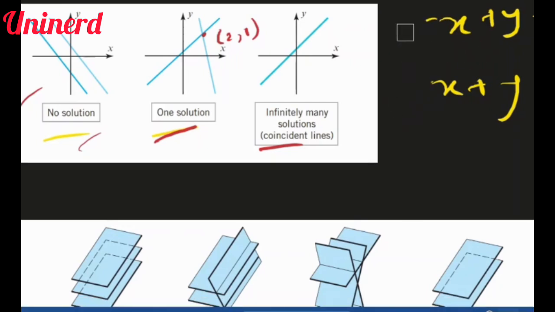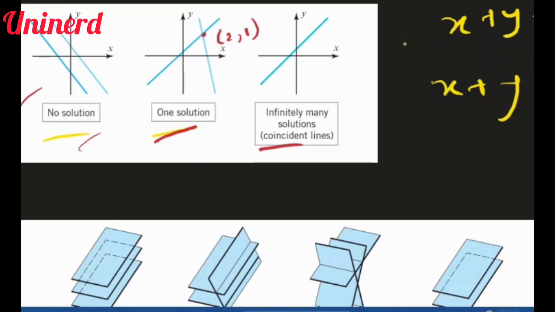How do we know? If we determine the slope of this line, that will be what? Minus a by b, right? So that will be -1, and the slope of this line is also -1. So both of them are parallel. That's how we know that this system has no solution.